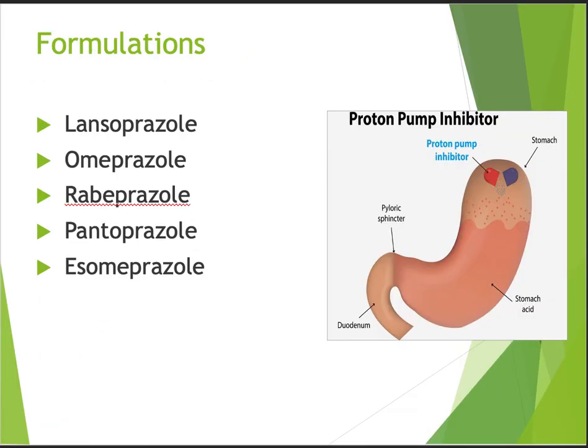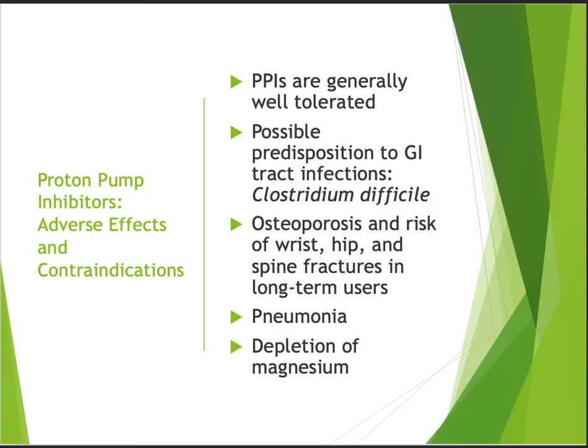Now, all of these drugs end in prazole, okay? So you're like, this is Prilosec and this is Protonix. But all of the prazoles, some of them are available IV, some of them are over the counter in lower doses. They are, again, very safe drugs.